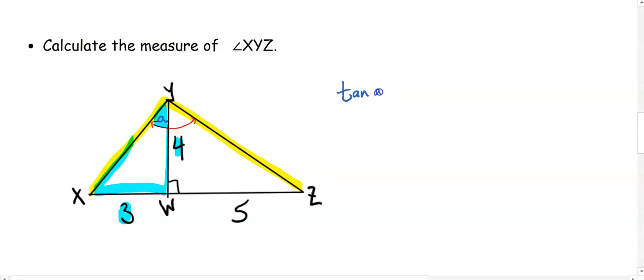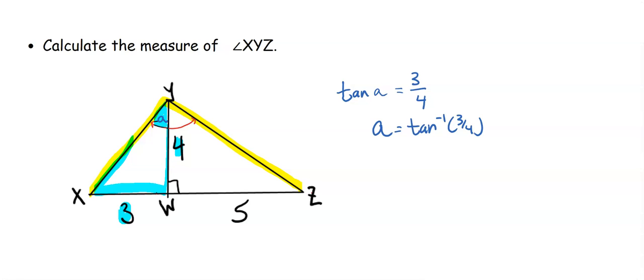Tan of angle A is equal to opposite over adjacent, and whenever we're finding an angle, we're going to do our tan inverse of our opposite over adjacent. So shift tan, 3 divided by 4, I'm going to get approximately 37 degrees, or I could round off more accurately and give more decimal places.